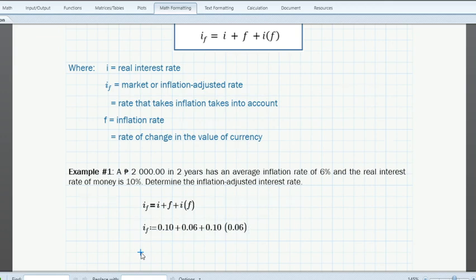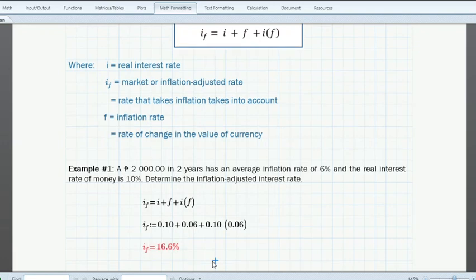what is the value for the market or the inflation adjusted rate. We have 0.166, but still, this is rate of interest. So, our final answer ay dapat naka-express in percent. So, in percent, that is equal to 16.6%. And that is our final answer for example number 1. Okay?